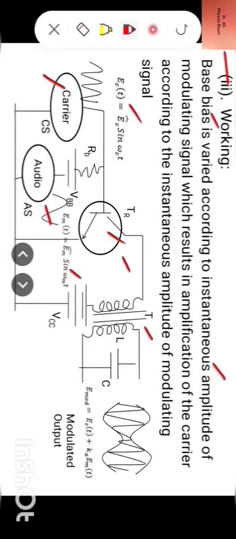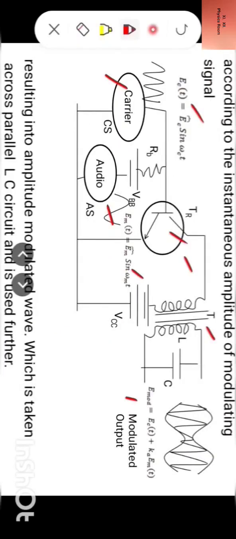Now, T is a coupling arrangement across which we take output from the modulator, and this is the modulated output in which amplitude of the carrier is varied in accordance with the instantaneous amplitude of modulating signal, resulting into amplitude modulated wave. This is amplitude modulated wave which is taken across parallel LC circuit and is used further for amplification and raising power and then transmission purpose.